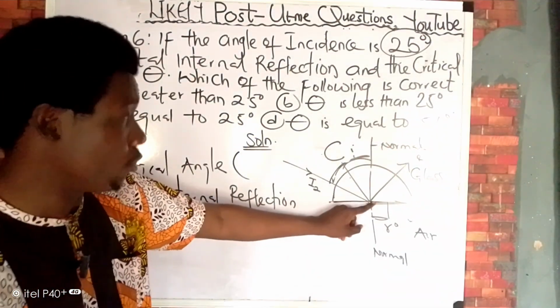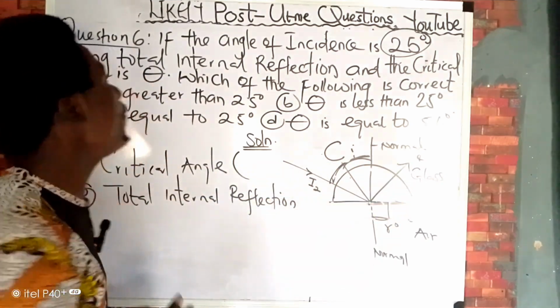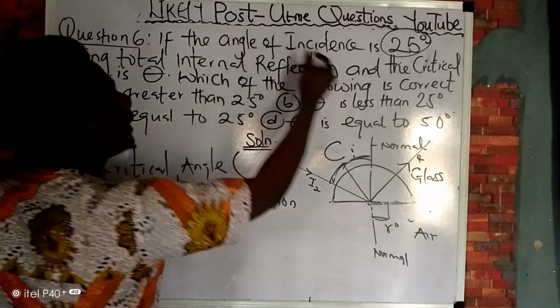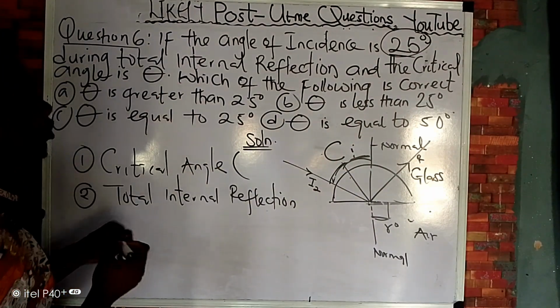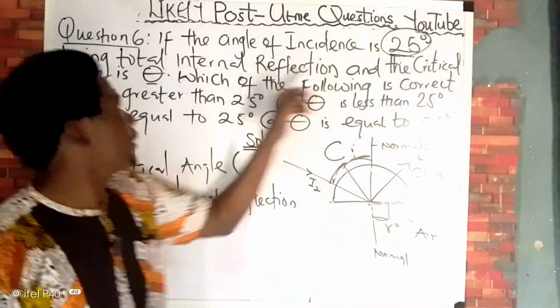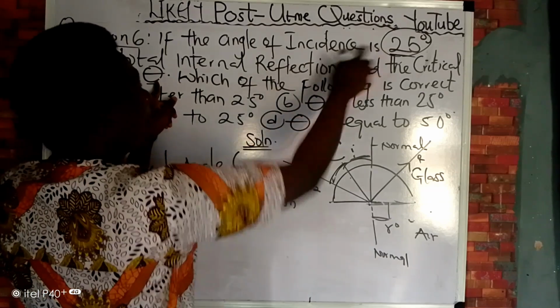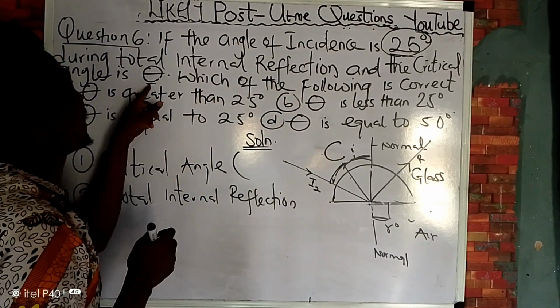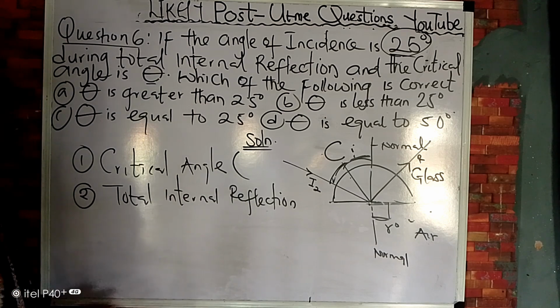That's the angle of refraction. But you have to further increase it to get total internal reflection. So if we assume that the angle of incidence is 25 degrees during total internal reflection and the critical angle is theta, what does that mean? It means that 25 degrees must be greater than what? Theta. Yes. So theta must be less than this because the angle needs to be greater than the critical angle in order to exhibit total internal what? Reflection. So let's see the question.